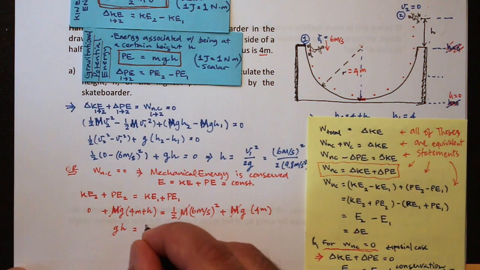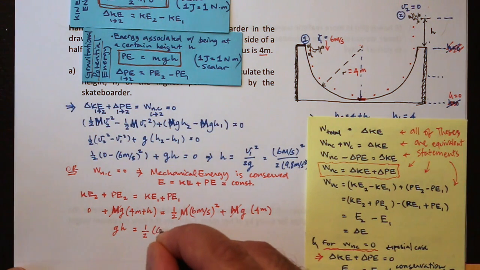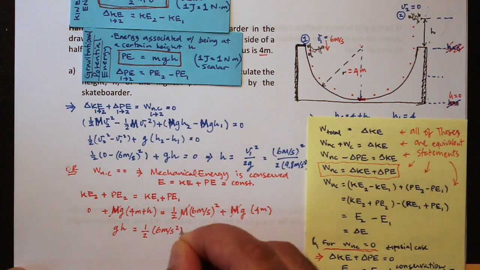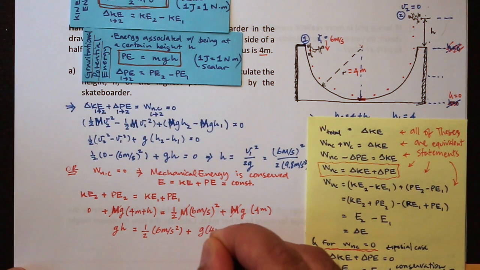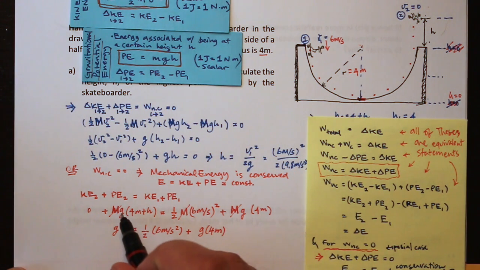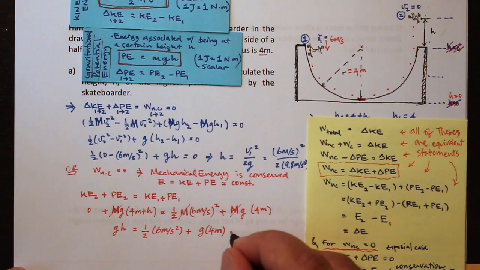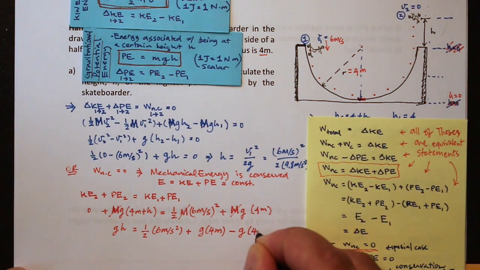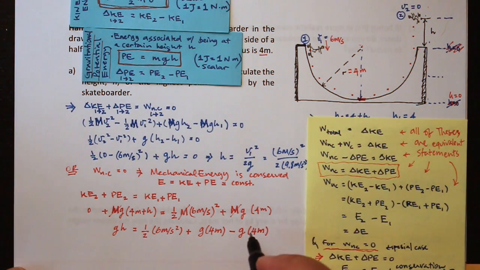So that's half 6 meters per second squared plus g times 4 meters. And what's left from this side is g times 4 meters. And these cancel with each other, which is another confirmation that it doesn't matter where you choose your h, because the difference is going to cancel out.